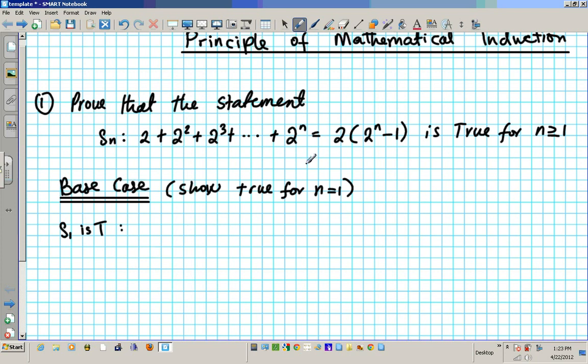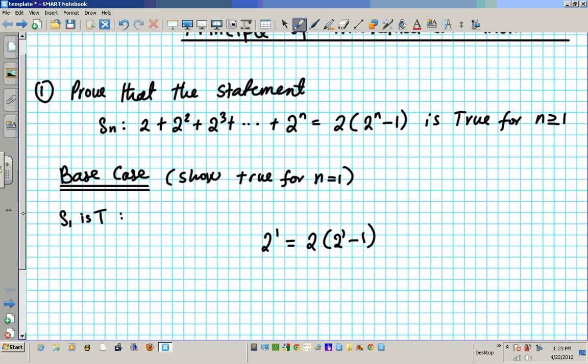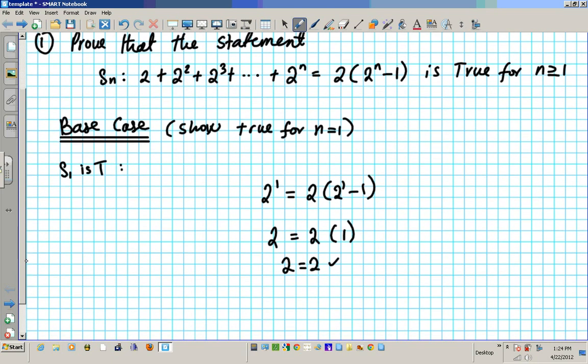To do that, we need to plug in 1 and see if we can arrive at an equality when we substitute 1 for n on these two sides. For the left side, I'll plug in 1, 2 to the 1, and on the right side, I'm going to plug in 1 also: 2 to the 1 minus 1. If we arrive at an equality, our base case holds and we can advance. So 2 to the 1 is just 2, equals 2 to the 1, which is 2, minus 1, which is 1. Is 2 equal to 2? Yes, it checks out, so our base case is true. So we have a solid foundation, or a solid base.